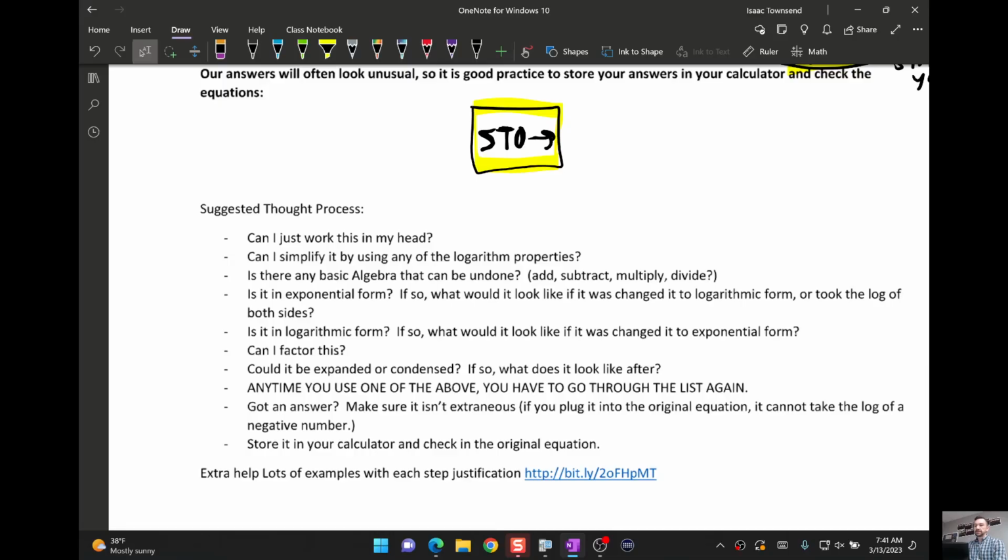All right, and then all this is just typed up. This is the stuff in the order that we did, starting from can we just do this in our head, all the way down to the factoring questions, checking for extraneous, and checking in the calculator.